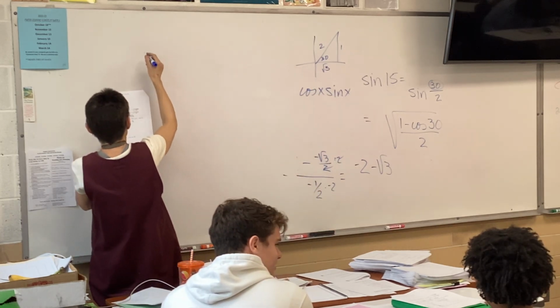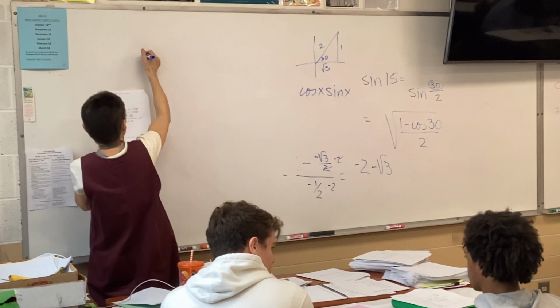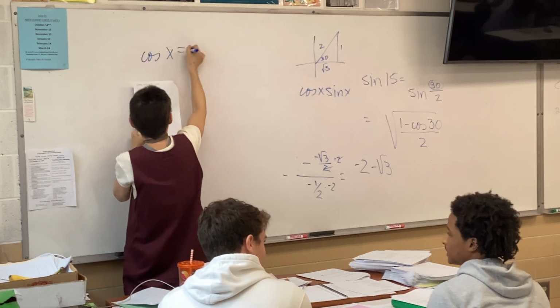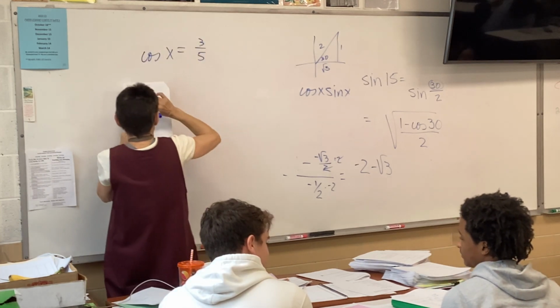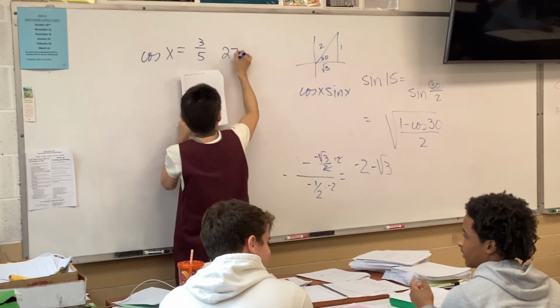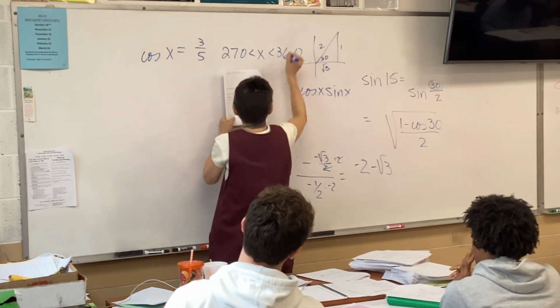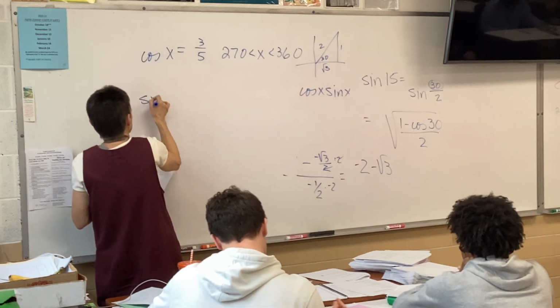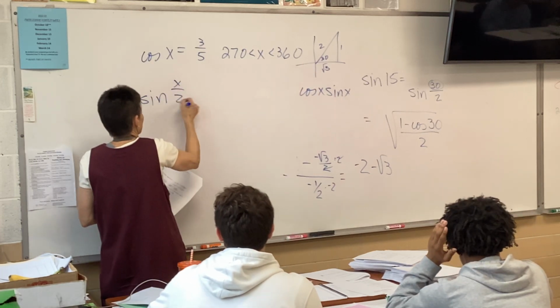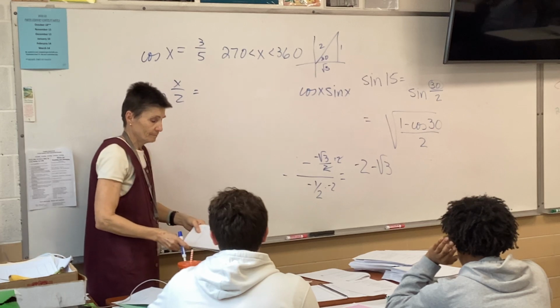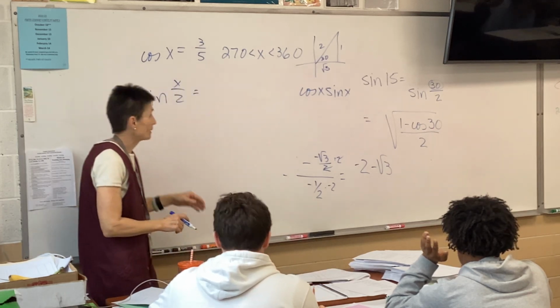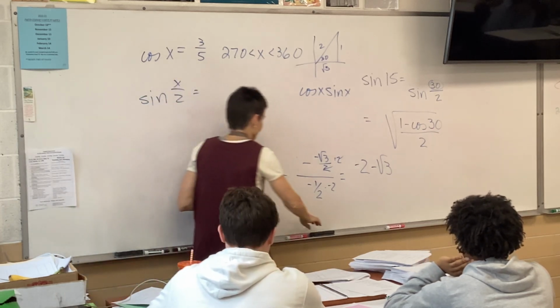All right, so here we go. Number 4. Cosine is 3/5. X is between 270 and 360. And I'm finding the sine of x over 2. There's the problem.